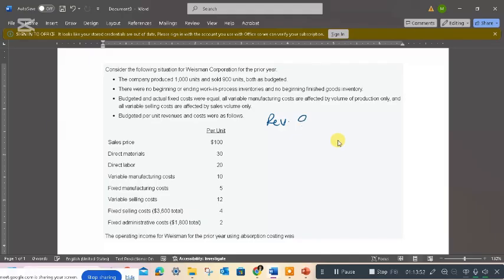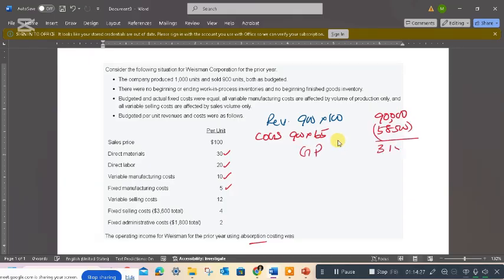So revenue, 900 multiplied by 100, 90,000. Then cost of goods sold: 900 multiplied by 30, 20, 10 and 5. This is absorption costing, right? You take all of them. 30 plus 20, 50, 60, 65. How much is that? 58,500. So gross profit 31,500.